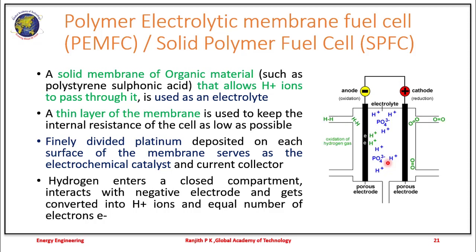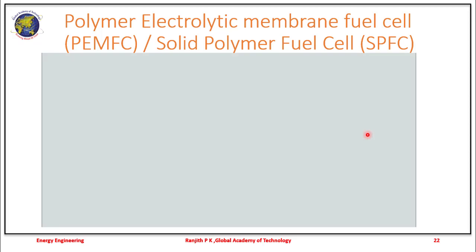And then what also happens here is there is finely divided platinum which is deposited on the surface of the membrane, which acts as a catalyst. So the catalyst here is platinum, and it also ensures that the electrons or the current is collected and delivered at the output. So in operation, the hydrogen enters a closed compartment and interacts with the negative electrode and gets converted to hydrogen ions and equal number of electrons. So a video on how this works.